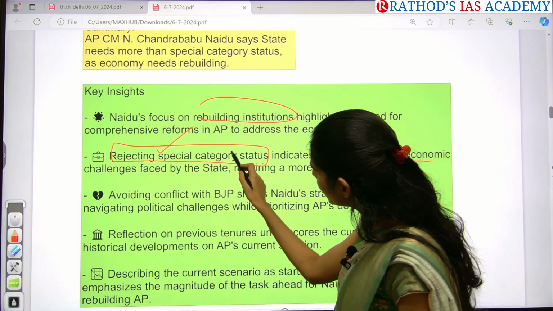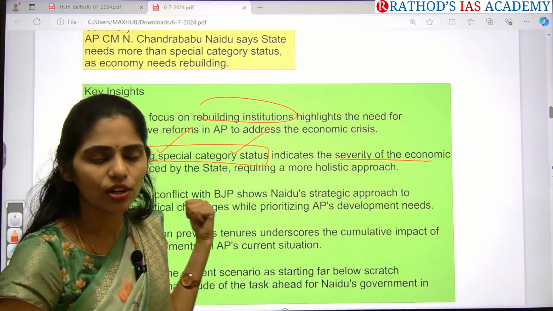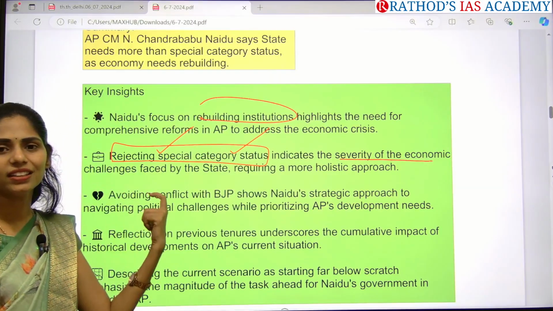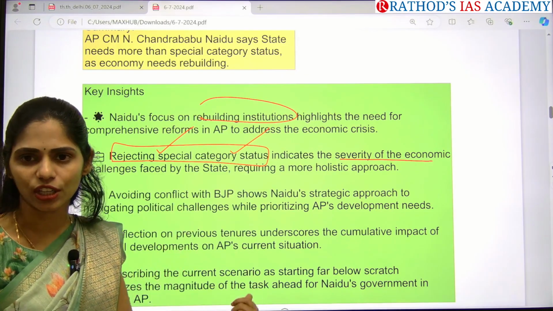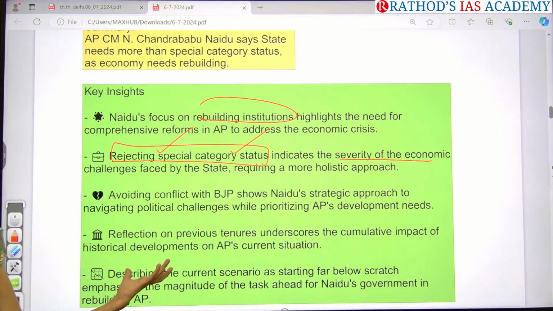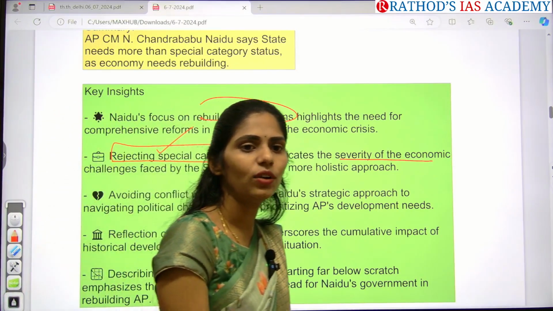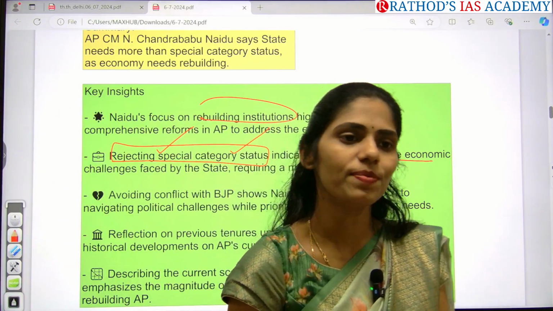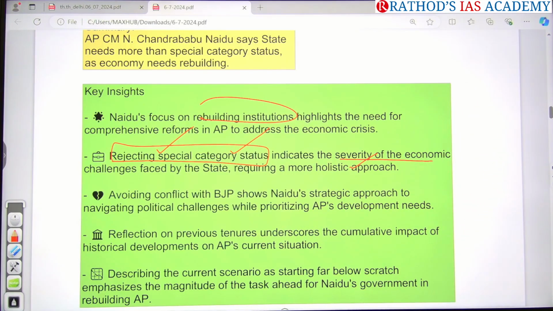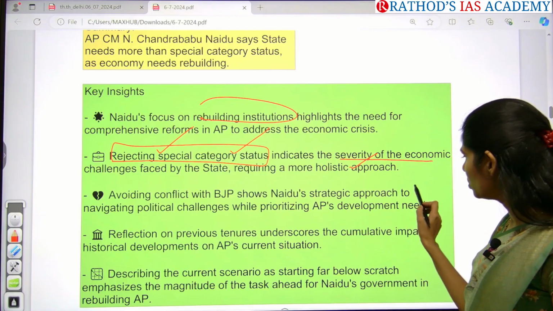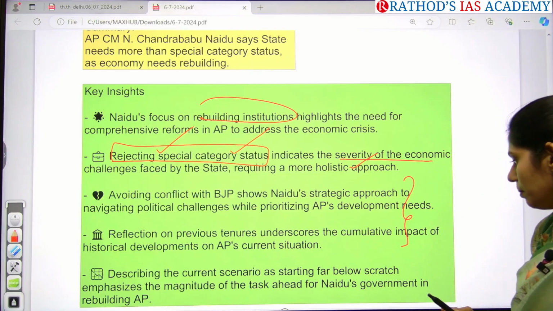Under special category status they will get some funds and grants, but these are not enough to make the state self-sufficient or to come out of the economic crisis. Because of this, they want something more, and they want a more supportive approach from the central government. That is what is mainly highlighted here. The next two points talk about political things, but we will not focus on that much.